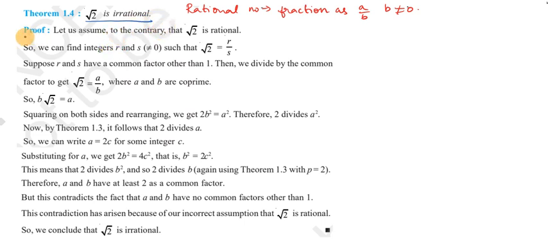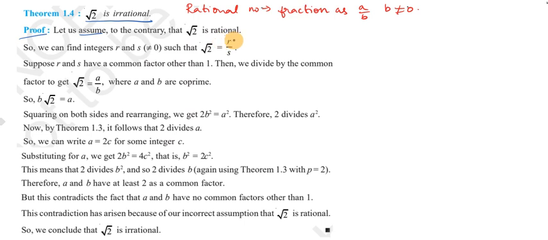For proceeding with the proof, we are taking an assumption, a contradictory statement, that root 2 is rational. So first we try to prove that root 2 is rational. If we are unable to prove it, then it means that root 2 is irrational. So this is the method of contradiction. You can say that this is a proof by contradiction. Now we'll get into the theorem.